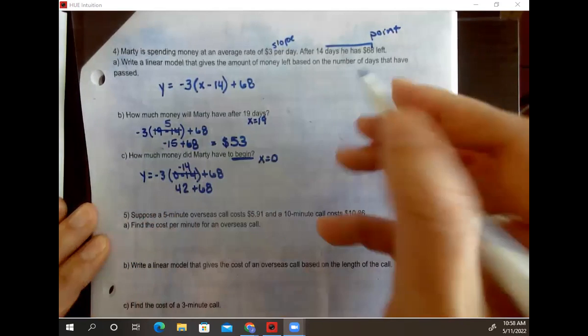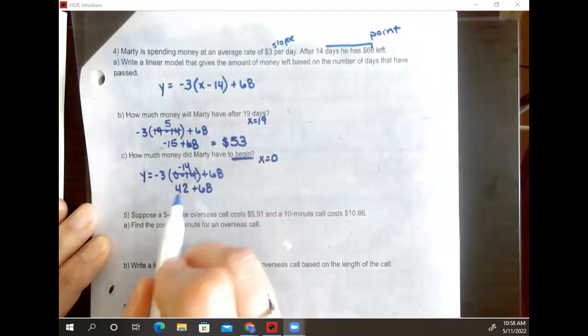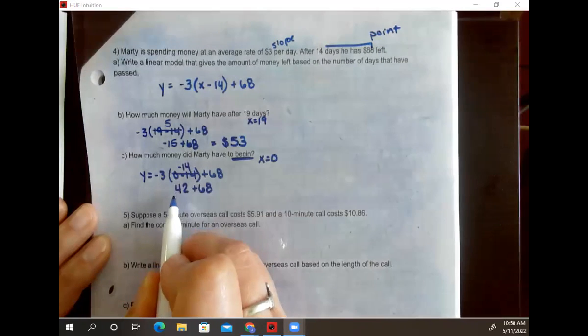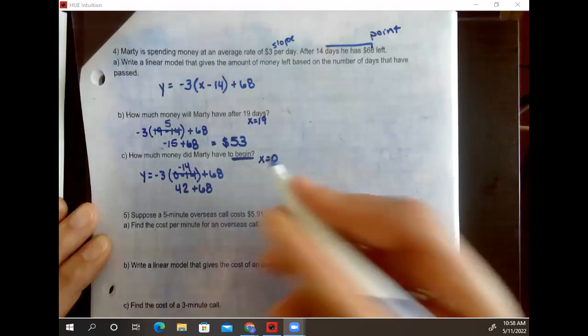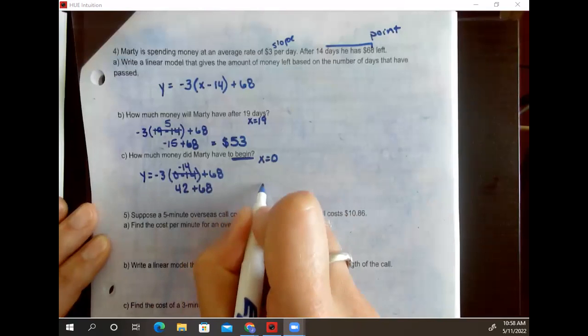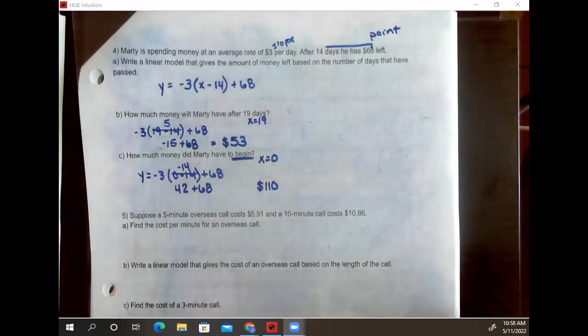Okay, and that was the marker that they gave me. They didn't tell me how much I had spent, but how much I had left. We just figured out I had spent $42. So if I add the amount I spent onto what we knew we had by that time, I end up with $110 originally. So Marty started with $110.